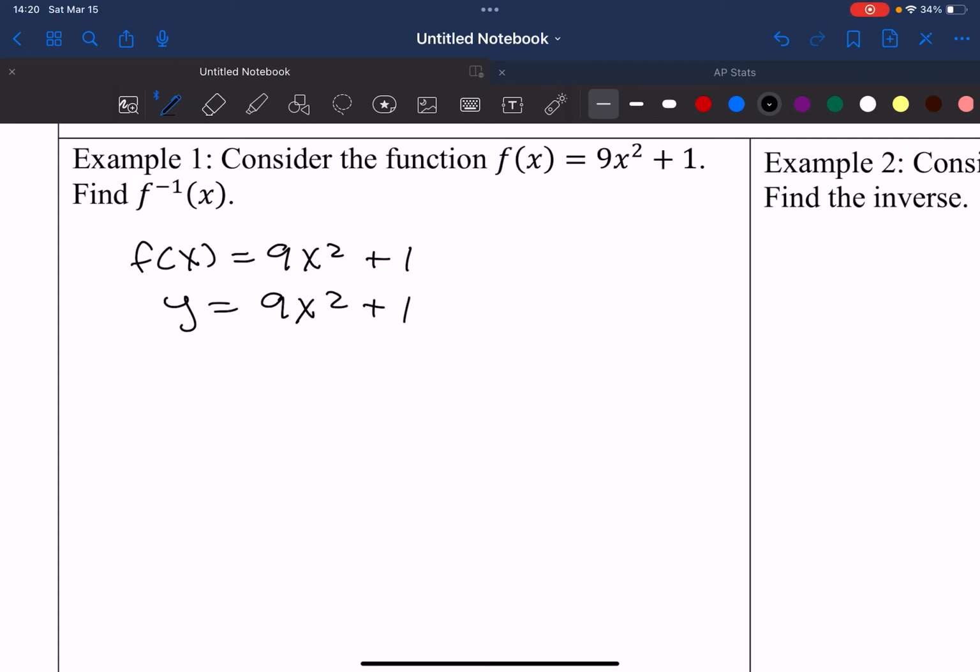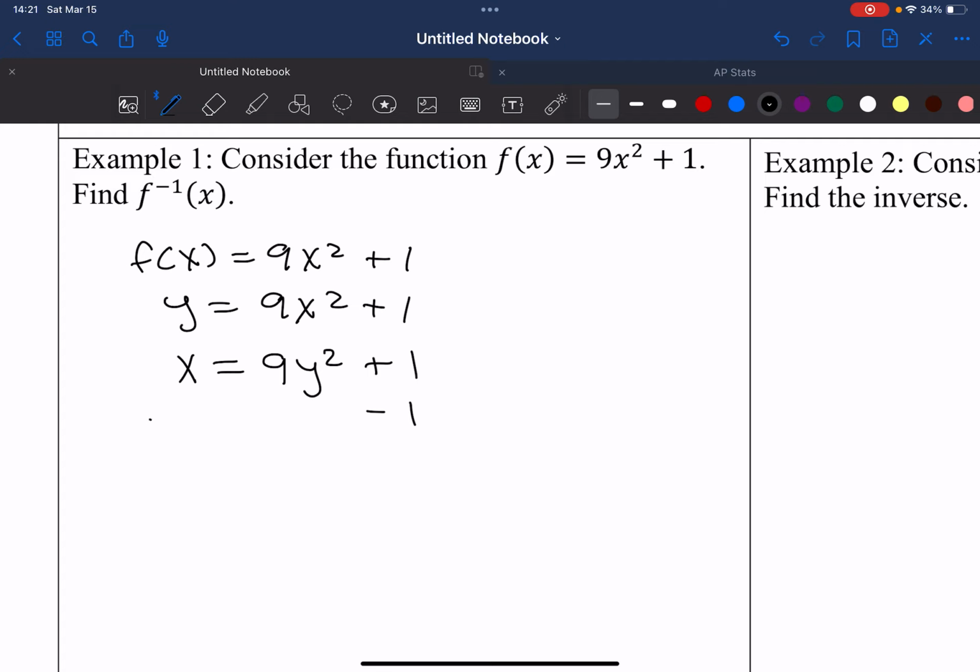Since I want to find the inverse, I'm going to flip-flop x and y. So instead of y, I'm going to put x. So x is equal to 9, and instead of x squared, I'm going to put y squared, plus 1. So that's the first step, to flip-flop x and y. The second step is to solve for y. So I have to get y by itself.